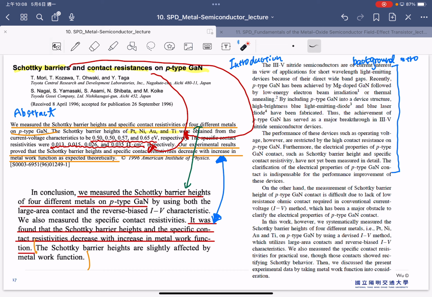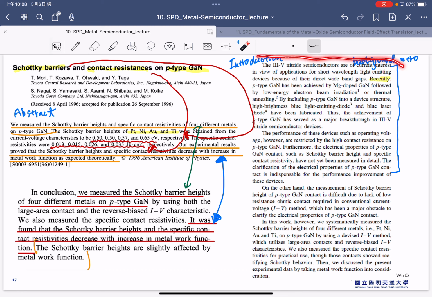So "recently" is a term that we use very often in academic writing. Recently the p-type gallium nitride has been achieved by magnesium-doped GaN, and so on. These are some of the details. In the end, the achievement of p-type GaN has served as a major breakthrough in 3-5 nitride semiconductors.